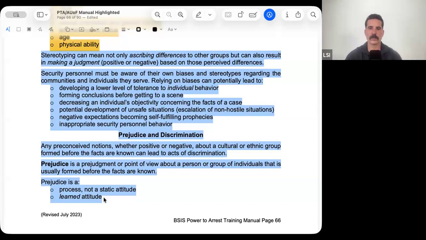Prejudice is a prejudgment or point of view about a person or group of individuals, that is usually formed before the facts are known. Prejudice is a process, not a static attitude, a learned attitude.